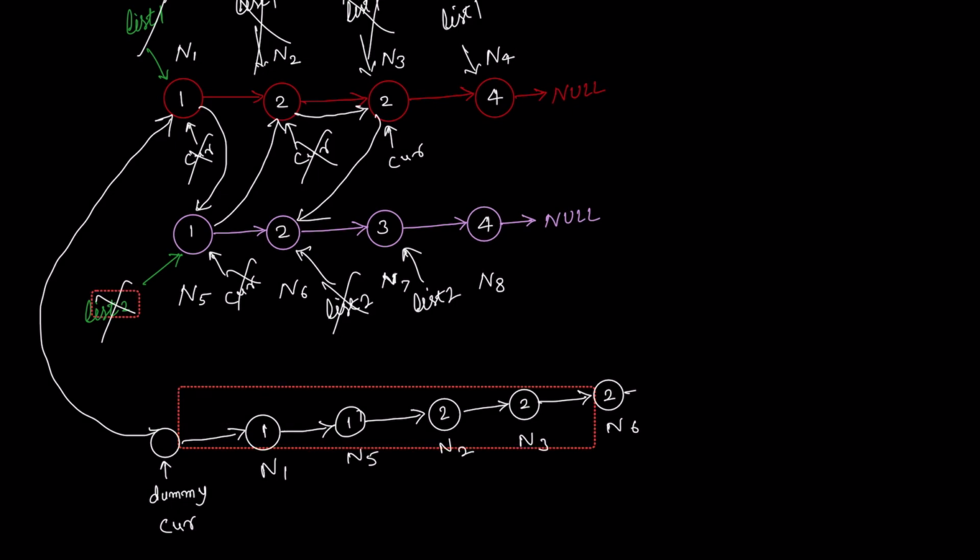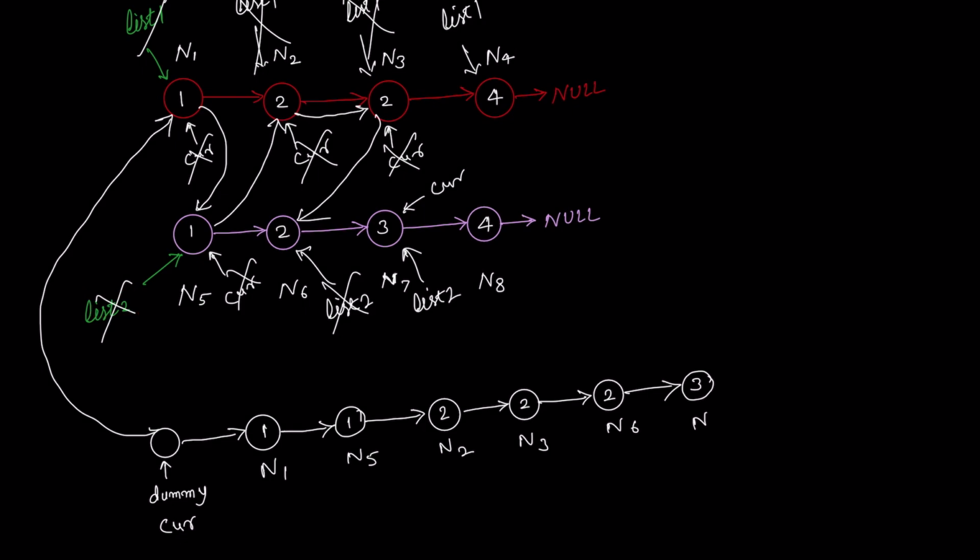So again this will be our current node. From here this will be the current node. So 2 to 3. This is n7, and the next node of list 2 will be this one, list 2. Now again we will compare list 1 and list 2 items. So both are same, so list 1 will come. This is node 4. So from here 2 to 3, then 3 to 4.